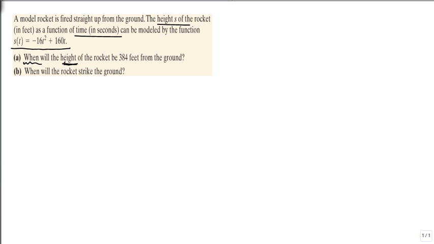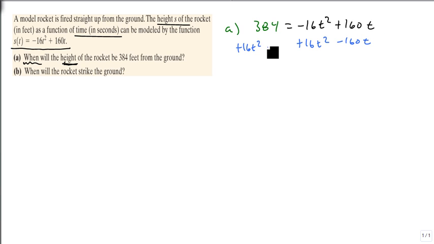So we're going to replace the s of t with 384 and set that equal to minus 16t squared plus 160t. Now to make our lives a little bit easier, I'm going to add 16t squared and 160t to both sides, so that we get the function 16t squared minus 160t plus 384 equals 0. And the reason I did this was so that I could have a positive t squared.